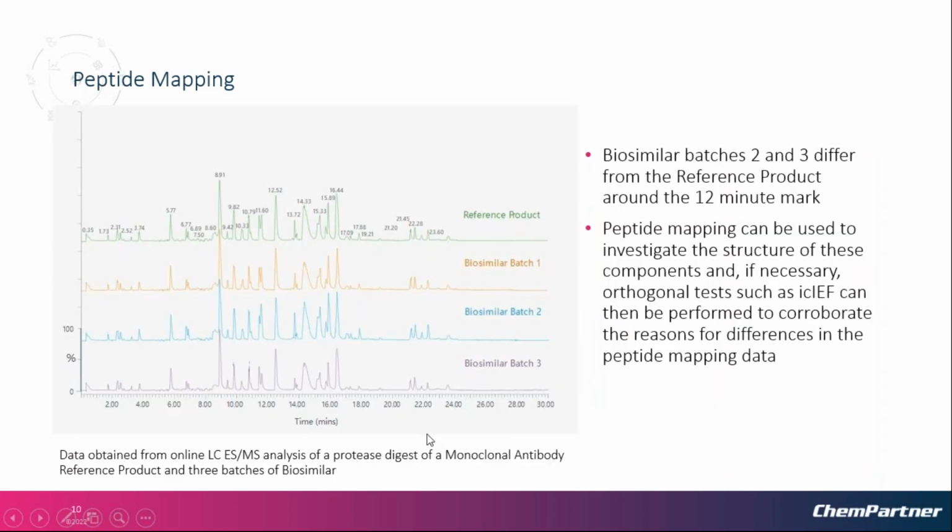In this figure, we see the data obtained from the online LC-ESI mass spec analysis of a protease digest of a monoclonal antibody reference product and 3 batches of the biosimilar. Biosimilar batches 2 and 3 differ from the reference product around the 12 minute mark. The peptide mapping can be used to investigate the structure of these components and, if necessary, orthogonal tests such as iCIEF can be performed to corroborate the reasons for differences in the peptide mapping data.